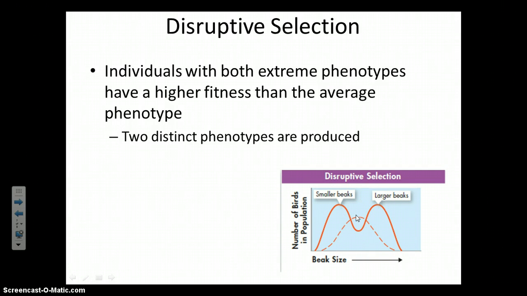So an example where this might happen is, let's say there's two different types of seeds on an island. There's very small seeds and there's very large seeds. Well, with a smaller beak, the birds were able to eat those smaller seeds, and larger beaks allow them to open up the larger seeds. If you're average, you're not really good at eating the small seeds or the large seeds, and so it's a disadvantage.